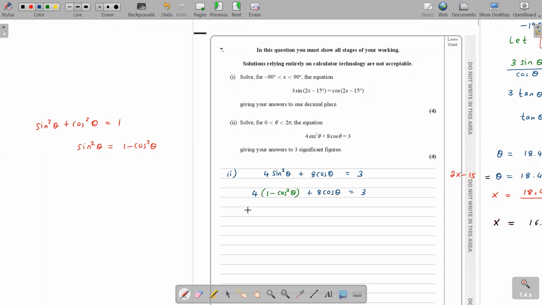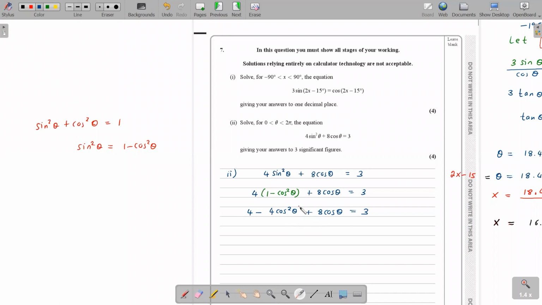And then let's open the bracket. 4 into 1 is 4. 4 into minus cos square theta is minus 4 cos square theta, plus 8 cos theta. What do you see that we form here? I'm forming a quadratic equation. A quadratic equation in what? I get a quadratic equation in cos. So there's a cos square and there's a cos.